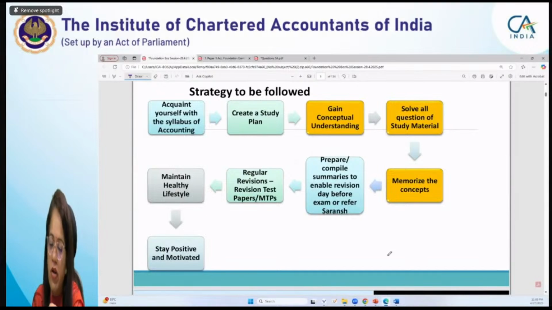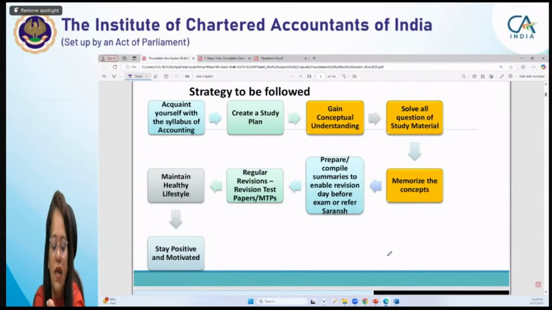See, it is not important to write in the same language which is written in the study material. You can write in your own language, but yes, you should know all these concepts and understand them properly. All right, then solve all the questions of the study material. I already told you, you should solve all the questions of your study material, then memorize the concepts and prepare summaries to enable revision. Write in your own language in the study material itself what the concept is, or prepare your notes. And later, 1 day or 2 days before the exam, you'll have this with you to understand what the concept was.